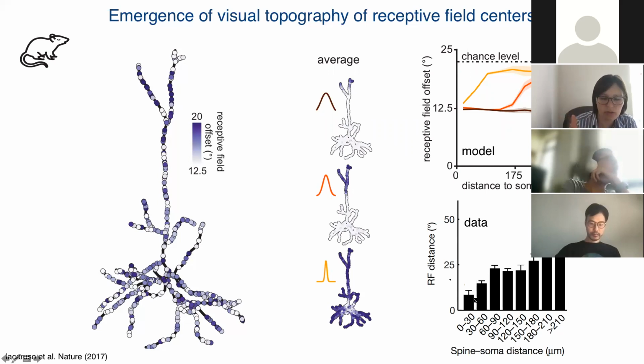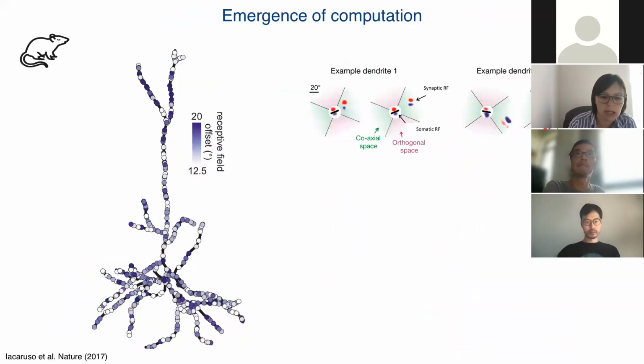Now the question was, what's the implication of this topography for computations? What they proposed to do in this experimental paper is to look at the orientation preference of the soma, which is shown here in the middle, and then the orientation preference of the synapse. So they distinguish between a somatic receptive field in the center and a synaptic receptive field indicated here on the side. They do this for each synapse, compare it to the soma, and divide up the visual space into two regions that they call coaxial and orthogonal space.